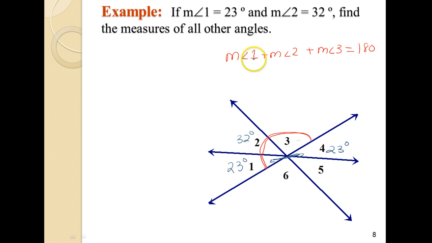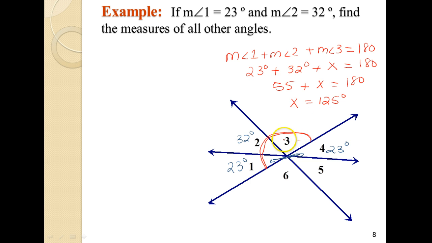Alright, so angle 1 is 23 degrees plus 32 degrees for angle 2. So now we need to figure out what angle 3 is. Now this is very easy. All we have to do is add and subtract. So here we have 55. Alright, so x will be 125 degrees.